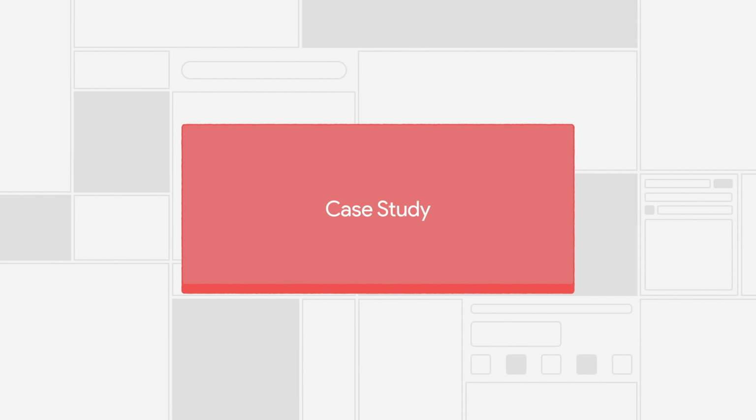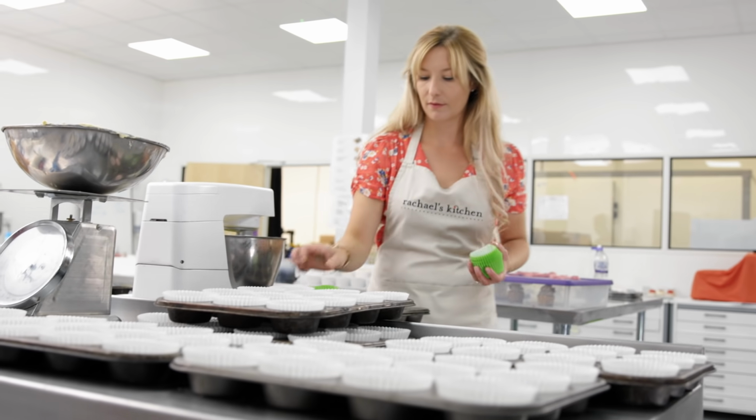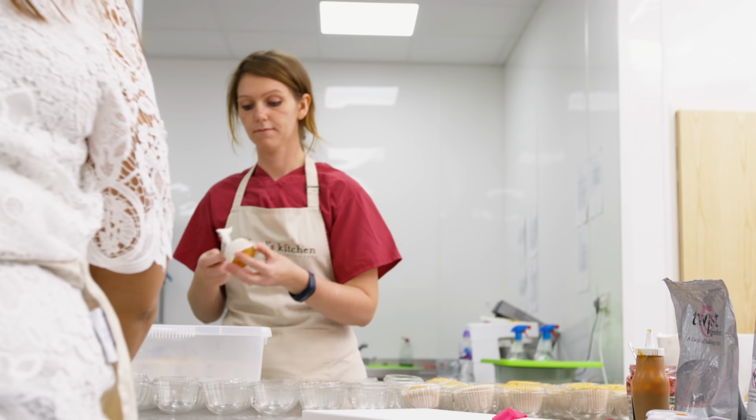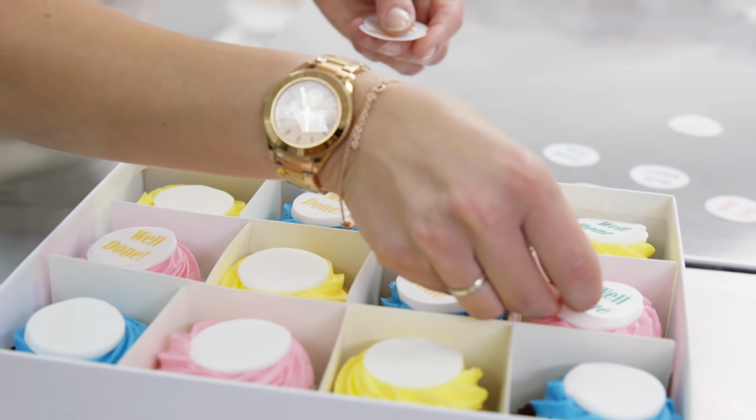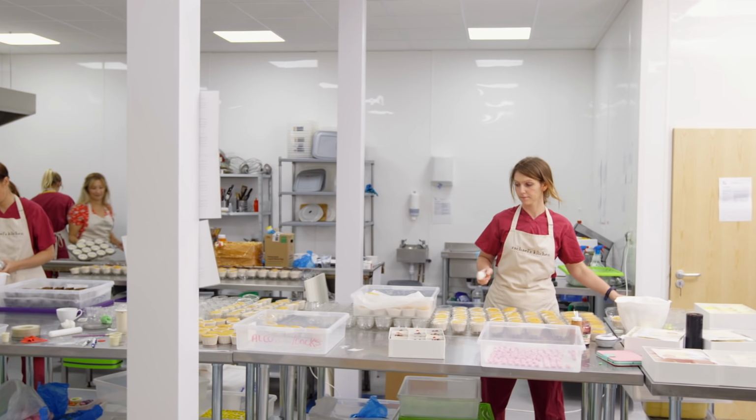Let's take a look at how these tips can be applied to help you stand out online. My name is Rachel, I'm from Rachel's Kitchen and we're an online cupcake delivery company. There are a few things that set Rachel's Kitchen apart from our competitors. One of them is that we have a menu of over 40 flavours of cupcake. We have a high level of personalisation. We deliver across the country. And even better, you can place your order by 4 p.m. and still get them the following day.